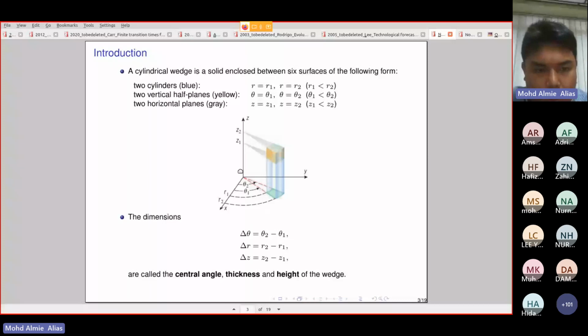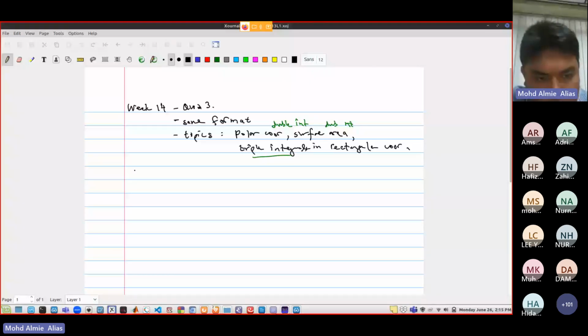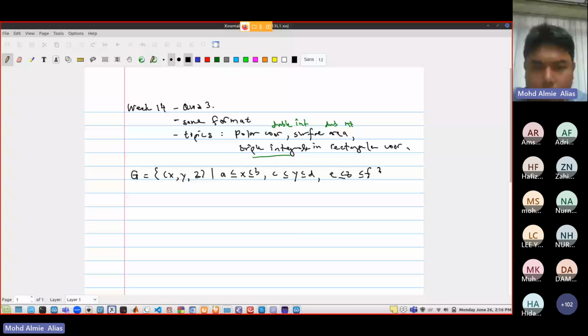Okay, so for Cartesian coordinate, usually you have something like, let's say, G, which is X, Y, Z, where X from E to B, and then Y, for example, from C to D, and then Z, okay, probably from E to F, for example. Okay, so all these three components, you still have three components for cylindrical coordinate. So this is Cartesian.